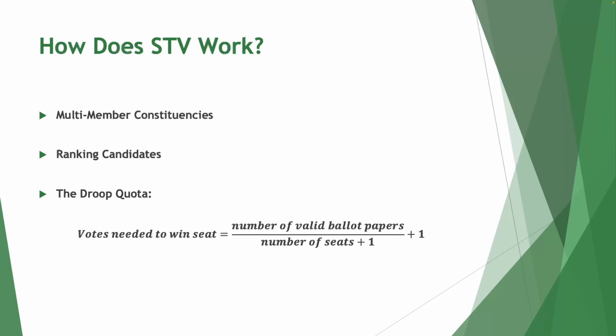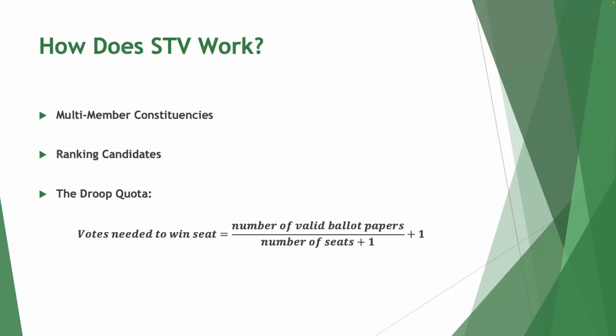So the Droop quota tells us that the votes needed to win a particular seat is equal to the number of valid ballot papers, so the number of people who have cast a vote, if you will, divided by the number of seats plus 1. And then all of that is also plus 1.